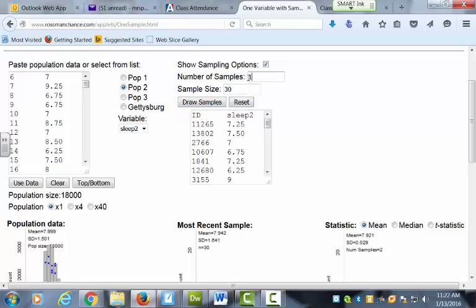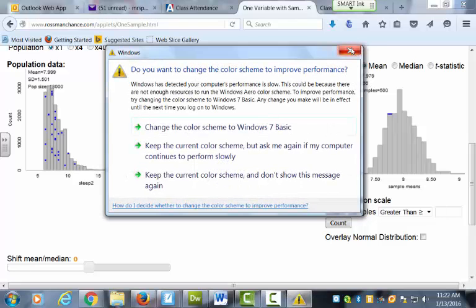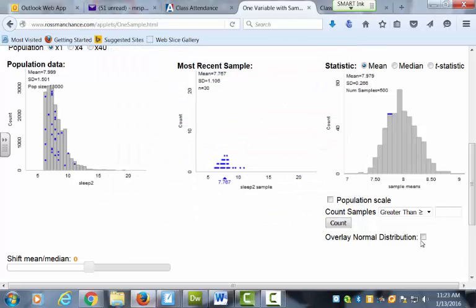So we're going to change the number of samples to get the 500. Take that off so I can see it. Again, mean is very close to the population mean, standard deviation significantly smaller, and we'll go back and look at that formula and relationship, and if you overlay the normal distribution, you can see the graph is approximately normal.